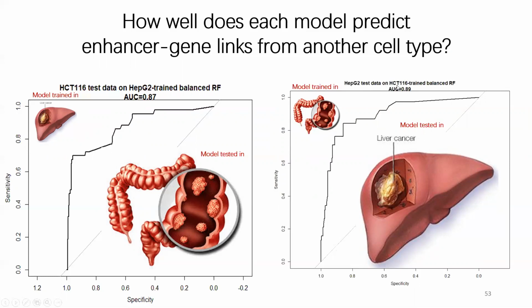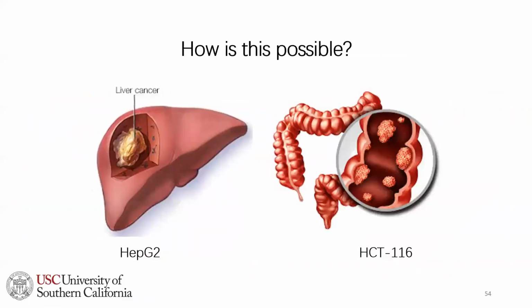So that was really impressive to us, and maybe at first kind of surprising. You know, these cell lines are really different. Liver cancer and colorectal carcinoma are pretty different. Liver and colon are not that similar as far as I know. So at first this was pretty surprising, and I got to thinking, how is this possible? How can this be?